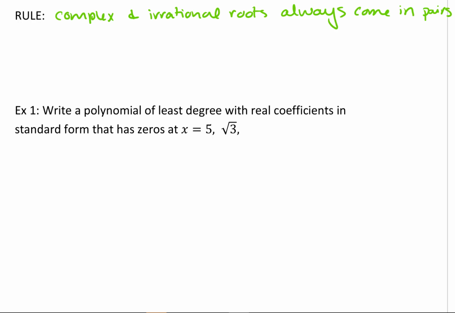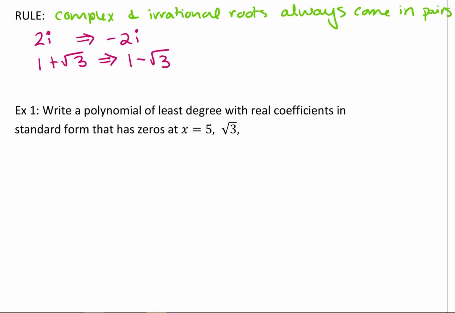So that means that if we're told that 2i is a root, then that means that negative 2i also has to be a root. If we're told that 1 plus root 3 is a root, then we also know that 1 minus root 3 is a root. So just be careful.